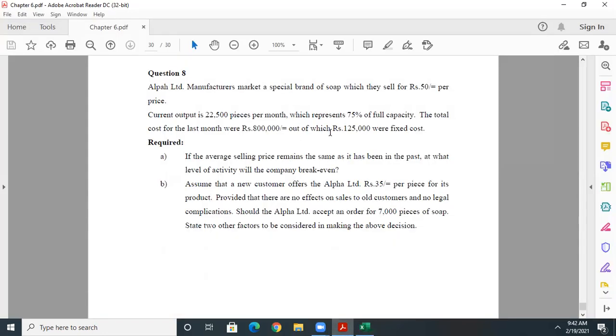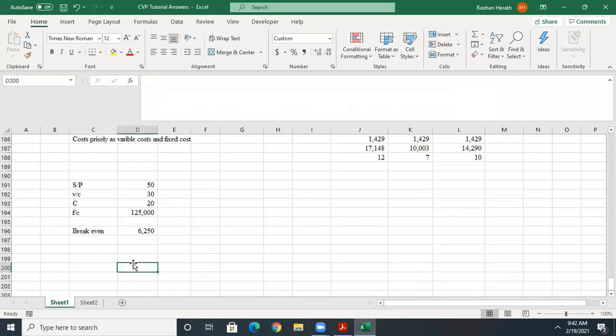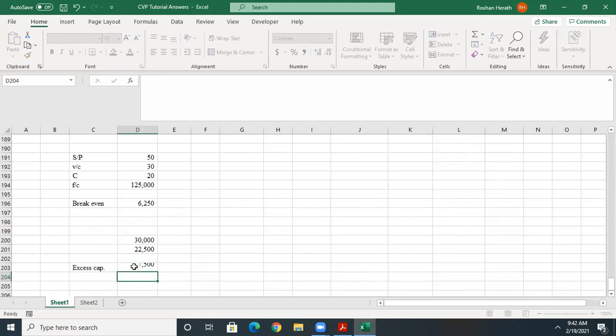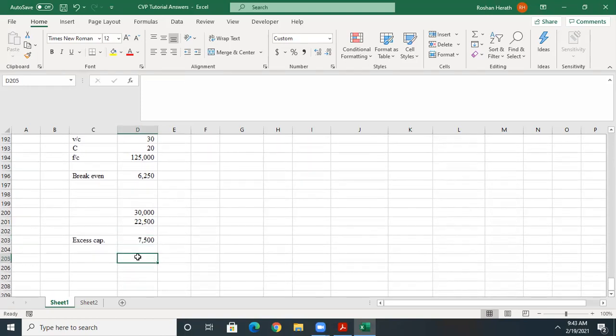So it says that currently you're operating at 75% of the full capacity. So this 22,500 represents 75% capacity. So your full capacity is 30,000. Hence, what is your excess capacity? It's 30,000 minus 22,500. Yes, you are having excess capacity of 7,500. So this order is for 7,000, so it is well within the excess capacity.